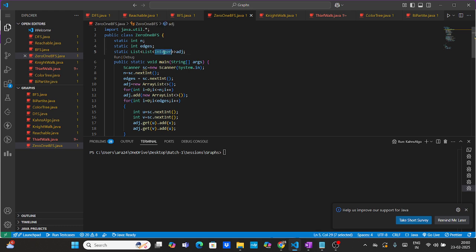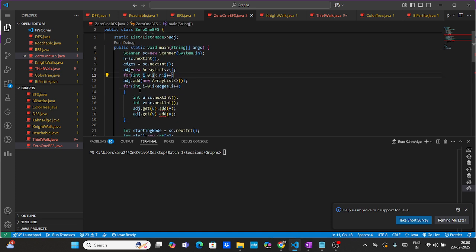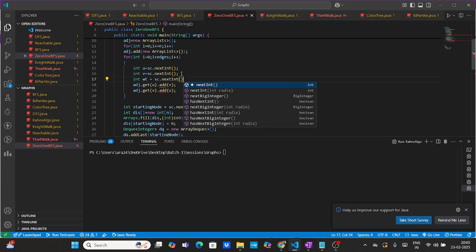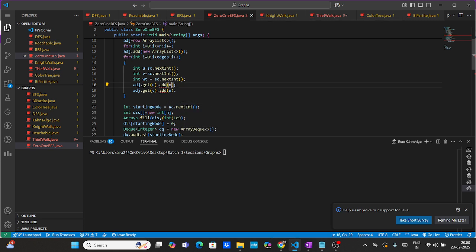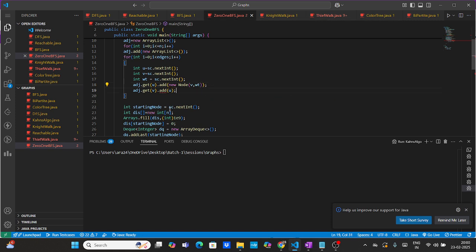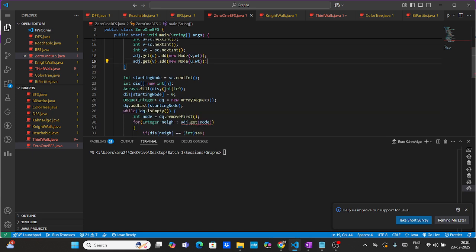Now where is the adjacency list? Let's remove the integer and make it Node. So for the adjacency list, what we need is int u, v, weight. Do you guys agree now? Manan, is this making sense? Yes. For the edge 0 1 with weight, u is having v comma wt, and v is having u comma wt. Okay, so this is the weighted graph available with us.